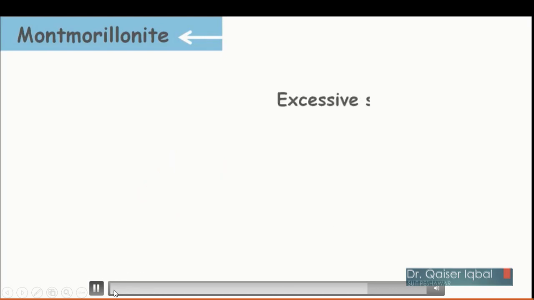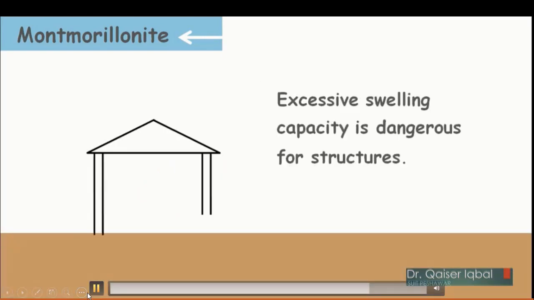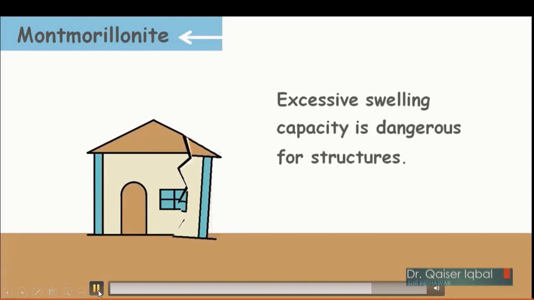So that's why Montmorillonite is usually excessively swelling, and that's why it is dangerous for buildings as well, because it can settle and shrink very quickly.